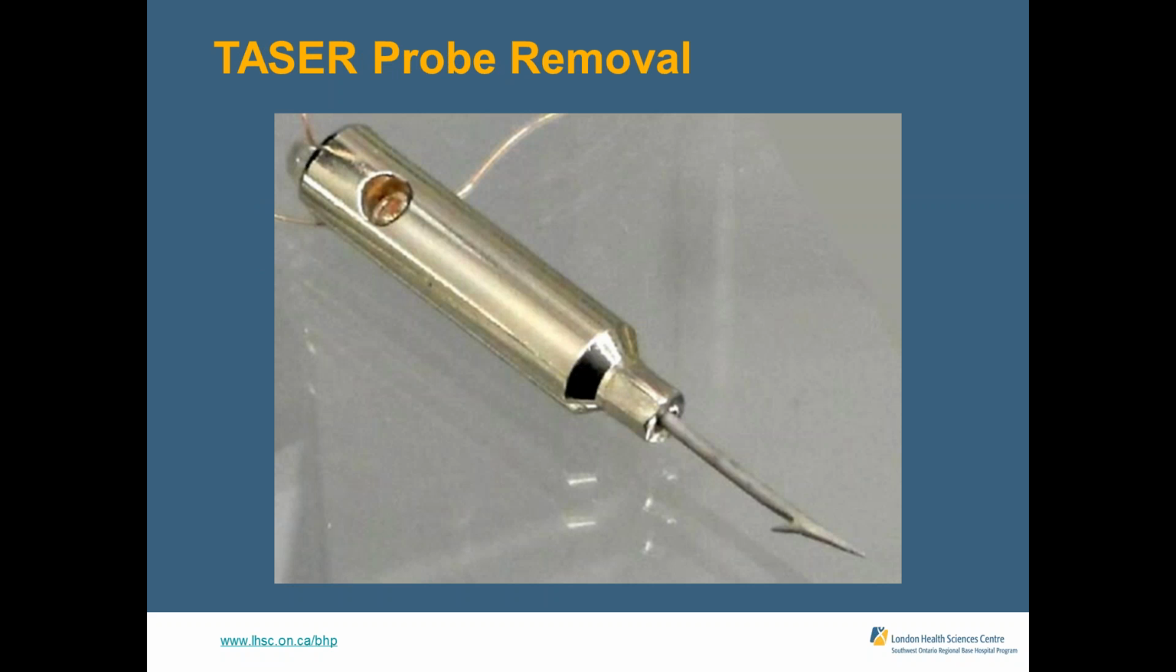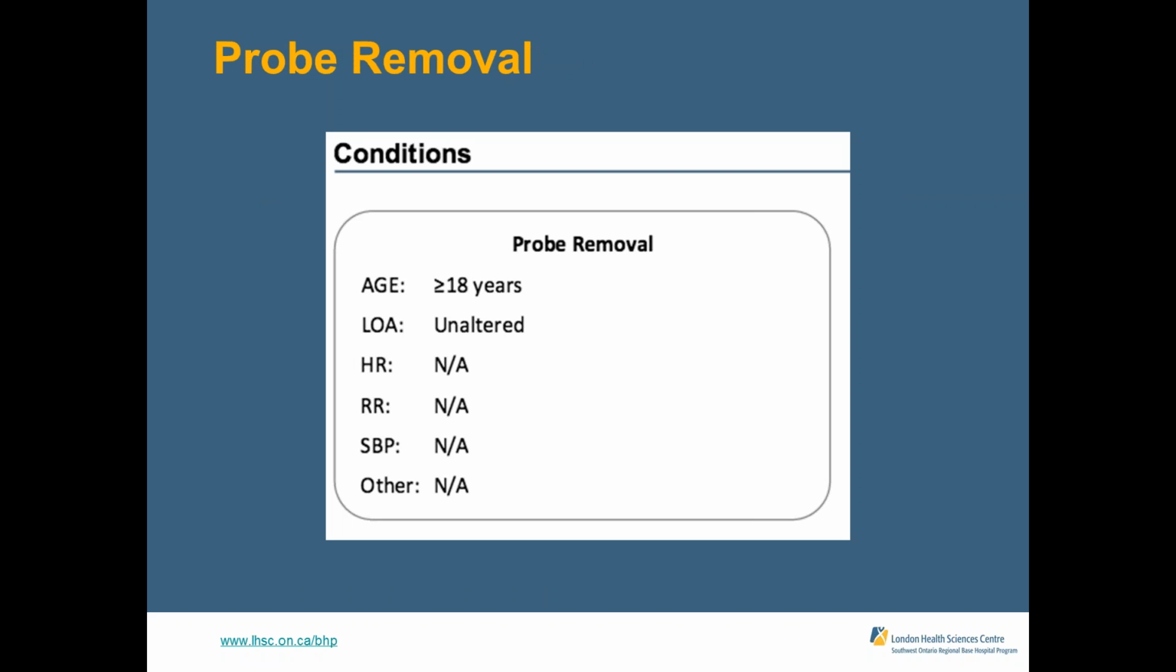And this is what the taser probe looks like. This is quite magnified, but it only penetrates by about half a centimeter when it does go into these people. That's just a close-up view of what you might be dealing with. For your directives with probe removal, the patient has to be greater than or equal to 18 years old and have an unaltered level of awareness. There are no vital sign requirements for this.